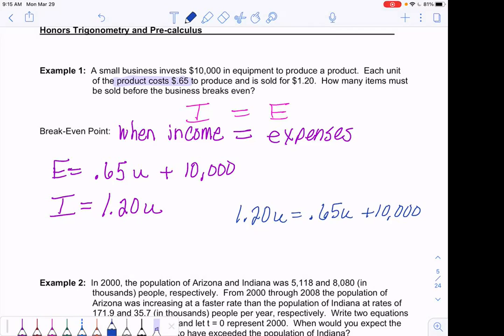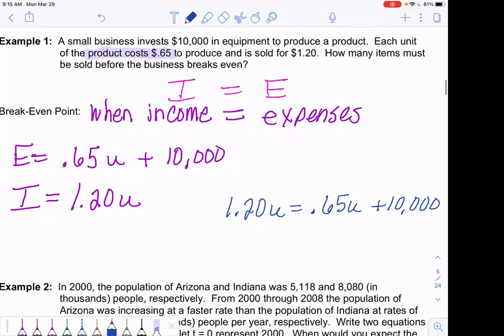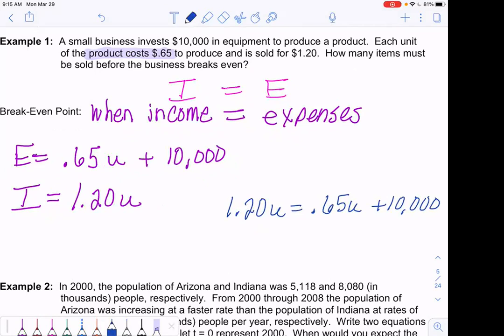Jack. Couldn't you also just do like the $1.20 minus 0.65 to get how much you make from each product and then set that equal to? You could, but that's not a break-even point. So break-even point is when your expenses, by definition, expenses equal income. But yes, that is doing exactly the same thing, just with a different phrasing. So you would be finding profit in that case.